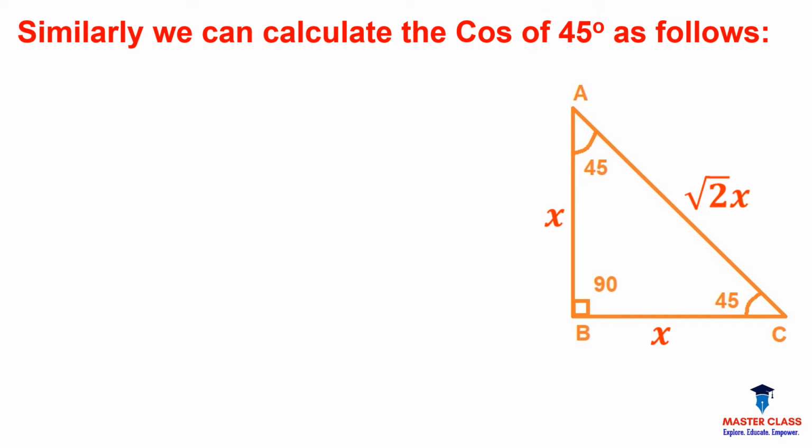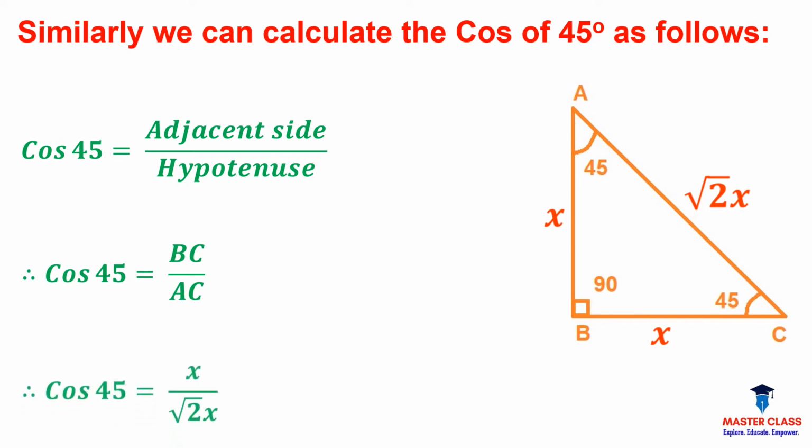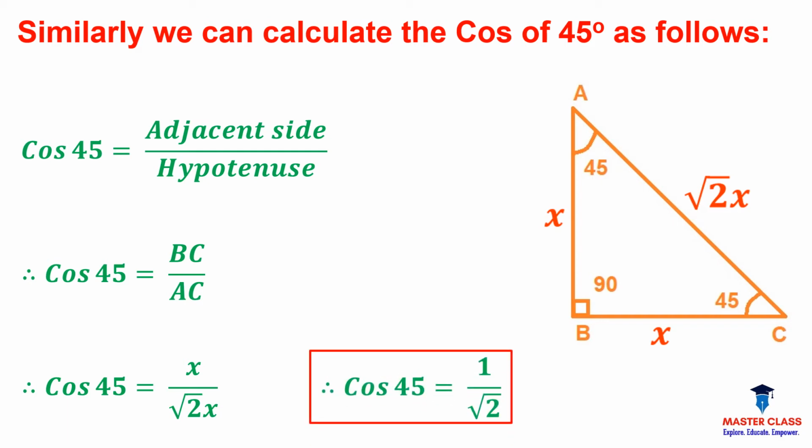Similarly, cos of 45 can be calculated as follows. Cos 45 is equal to adjacent side divided by hypotenuse, which is equal to BC upon AC, which is equal to x upon root 2 times x. Therefore, cos 45 works out to be 1 upon root 2.